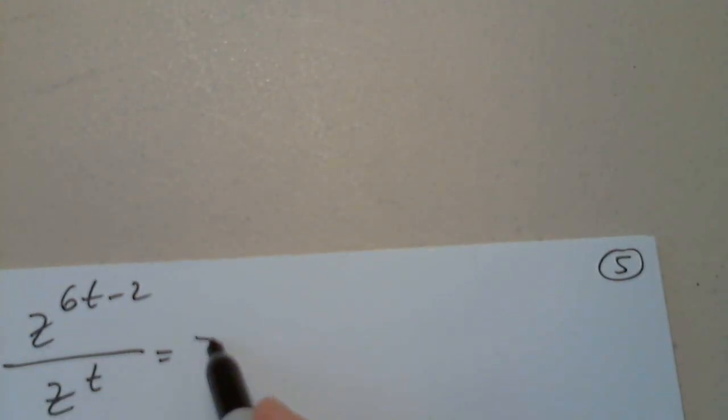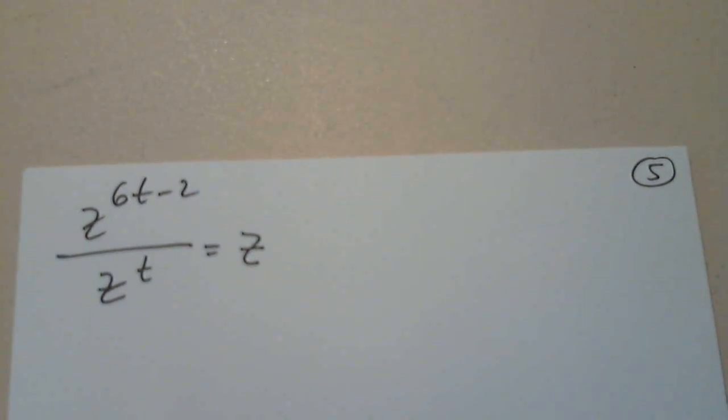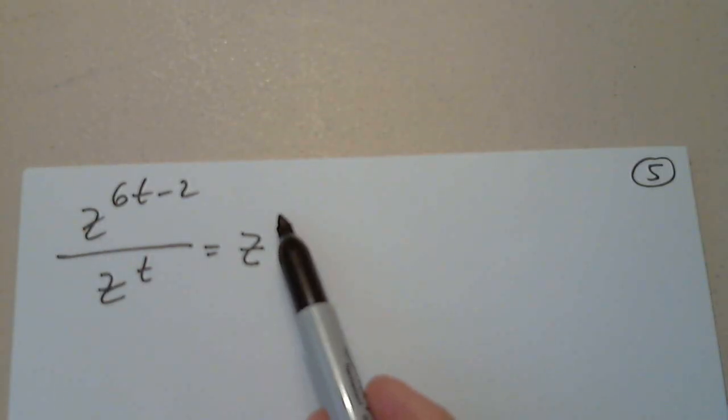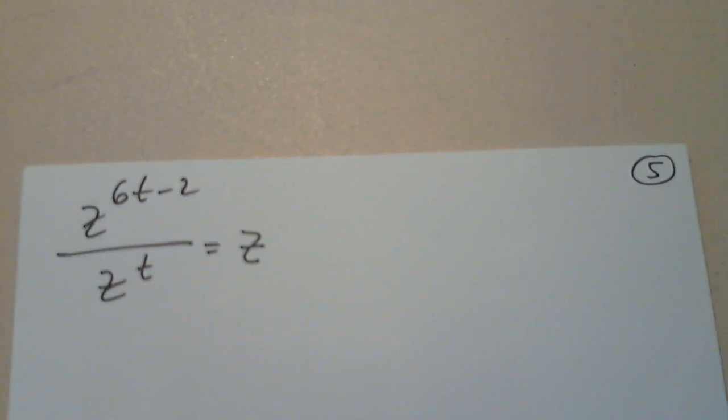Because bases are the same, we copy the base. What happens with the exponents? What was the question? So we divide. I copy the base because bases are the same. What happens with the exponents? What do I write?